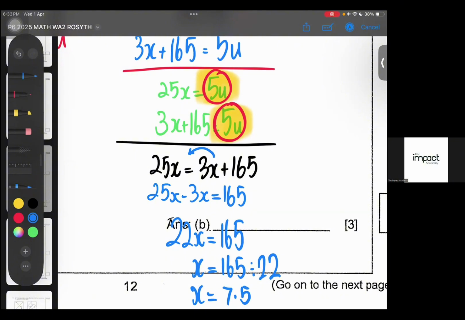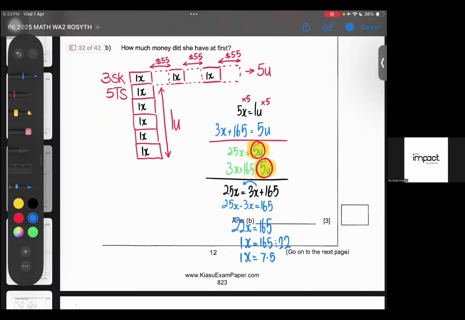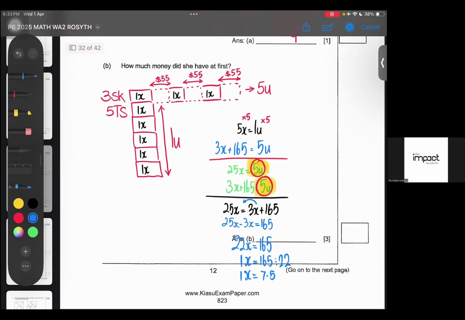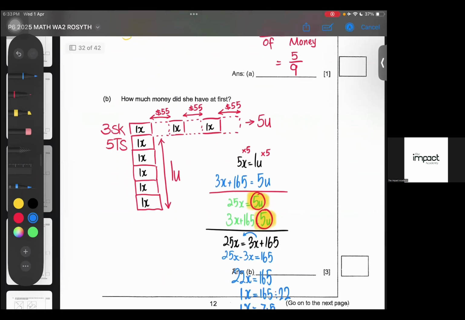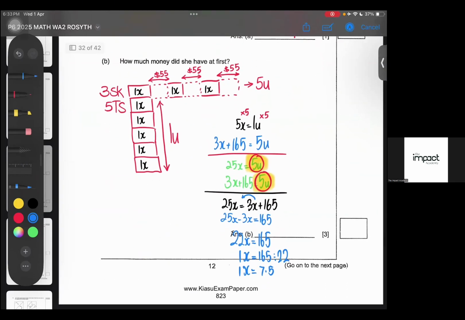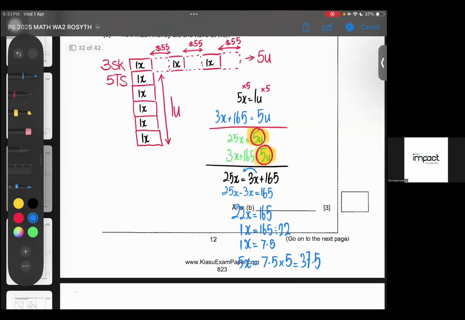Can you solve the question now? Ask yourself, what is the question asking us to find? At first, very good. Come back. So 5x equals 7.5 times 5. You want to find 5x first, is it? 7.5 times 5 first, right? Agree or disagree? You get to an answer of 37.5. It's still okay for now. You still need how many x?